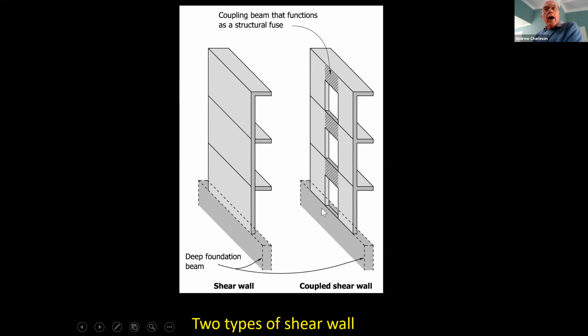If you require fairly large penetrations in a shear wall, the shear wall is called a coupled shear wall, because we require these special beams that couple these two parts of the wall together. But wherever possible, try and avoid large penetrations in a shear wall.